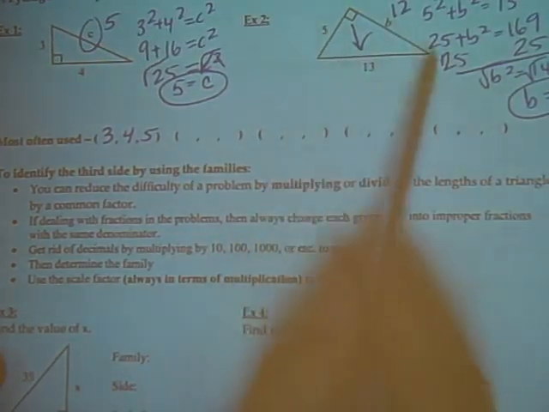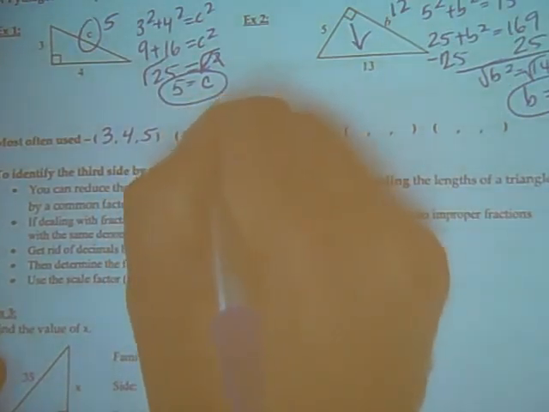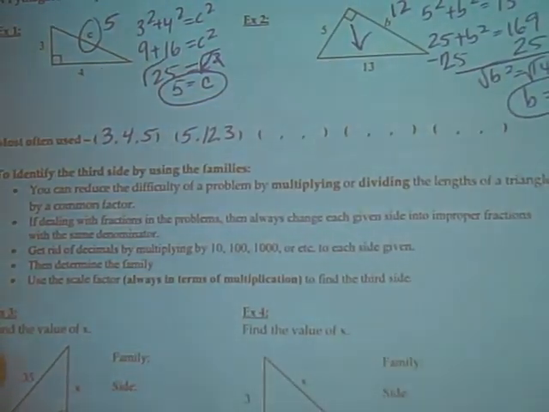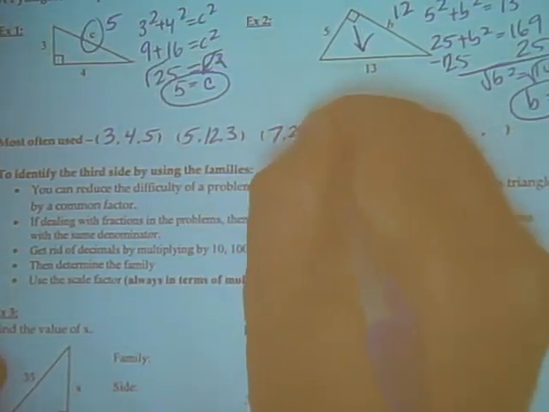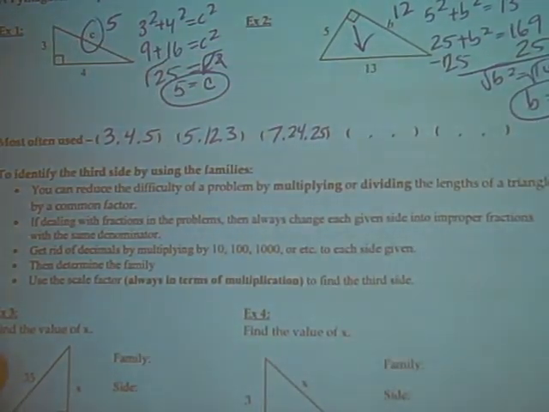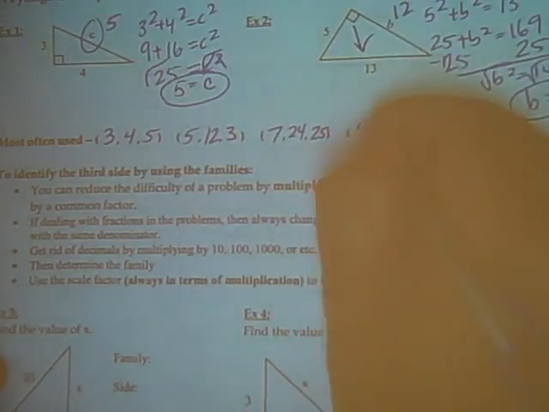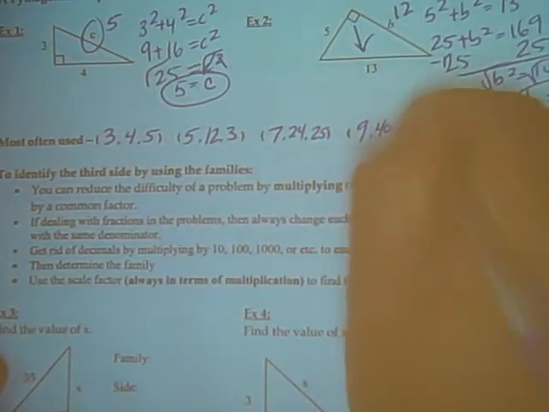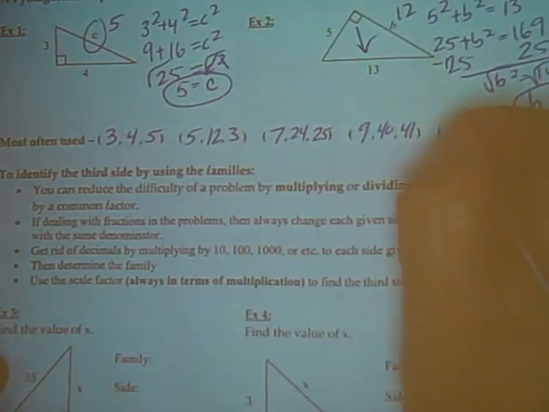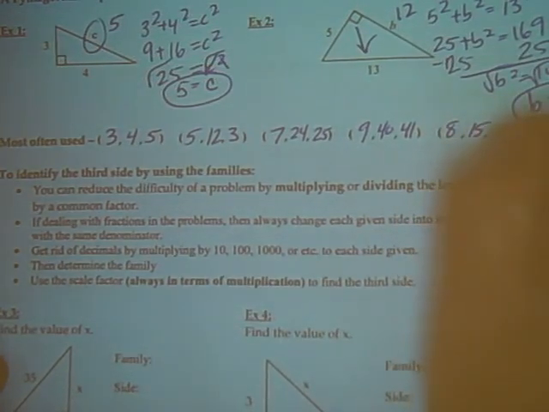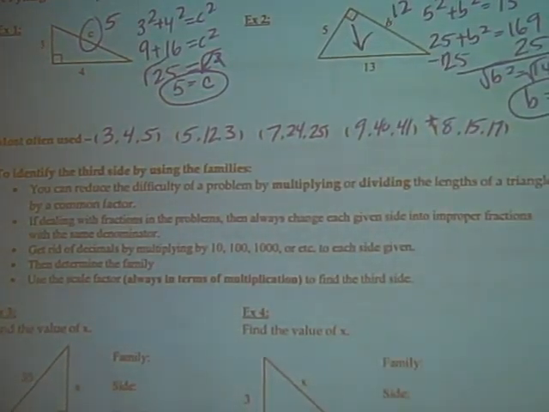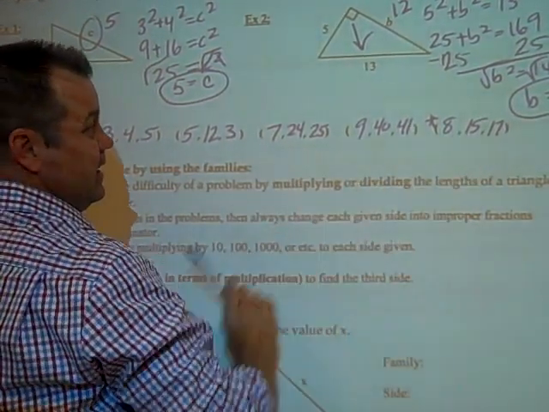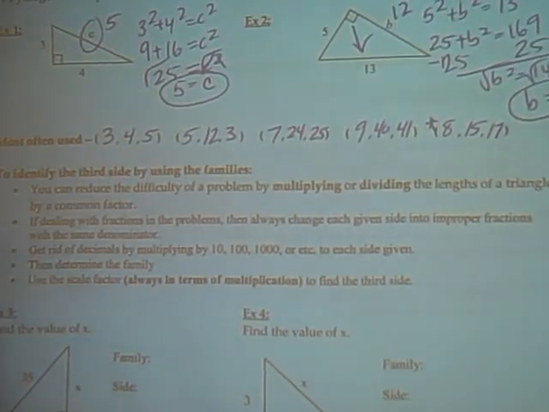Our second one happens to be right over here. We have 5, 12, 13. Our next one is going to be 7, 24, 25. Then we have 9, 40, 41. And 8, 15, 17. I'm going to put a little star by this one because this one's a little different than the rest.